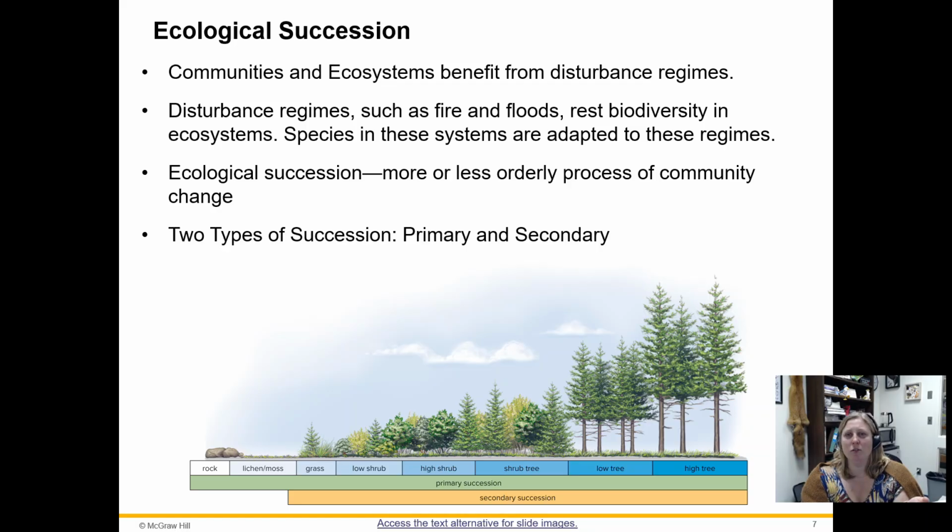Now, secondary successions we can do. If I say I want to go out and do a controlled burn, I can get permissions to do that, and then I can monitor what happens in that ecosystem as a result, and I can see secondary succession. That is something that we can kind of control.